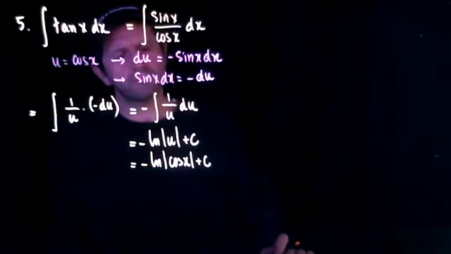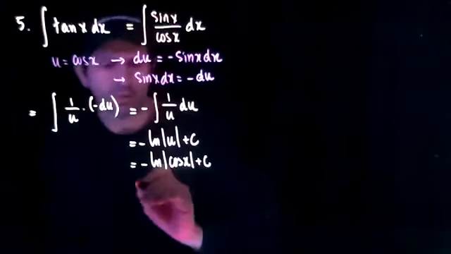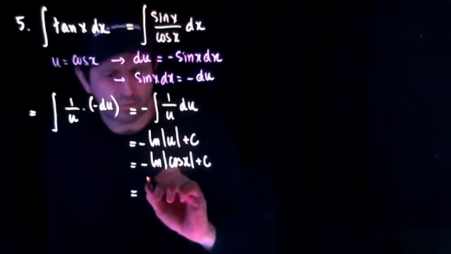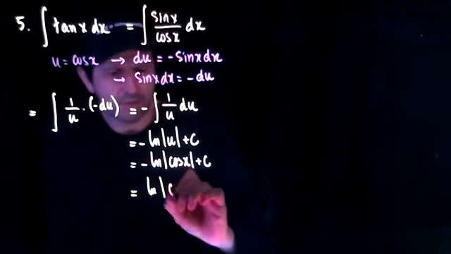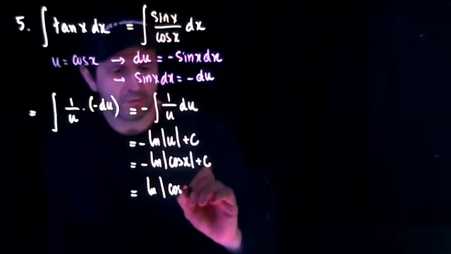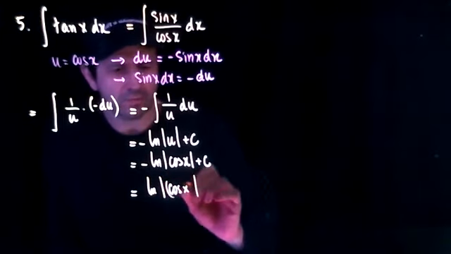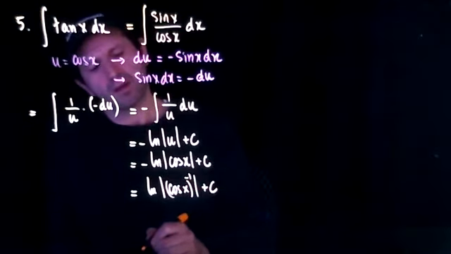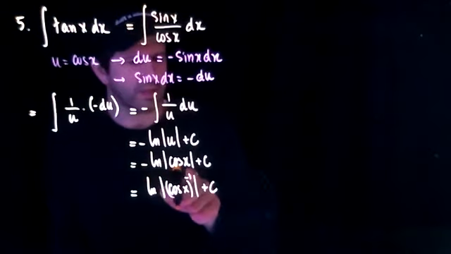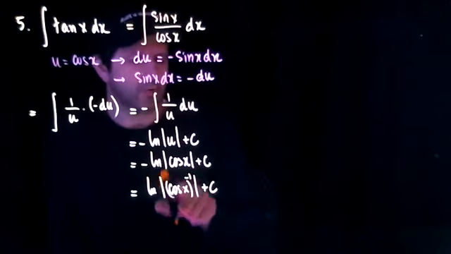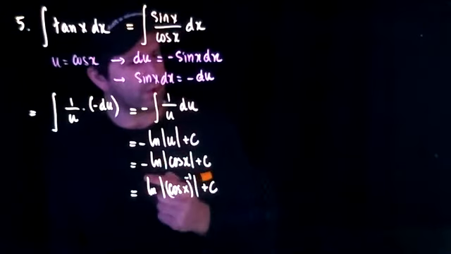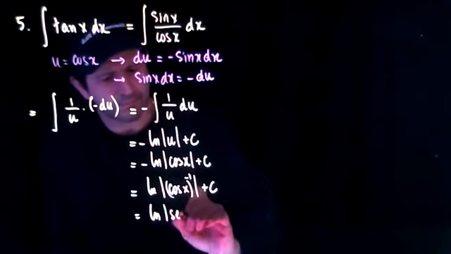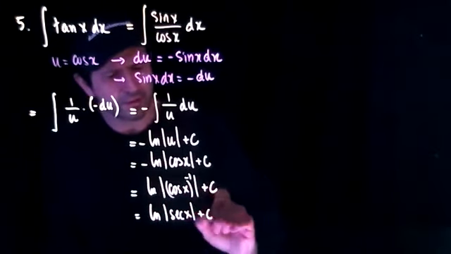But the answer is ln of secant x, I think. Okay, so this is right, but we could also do ln of... the properties of logs tell you that you could put the minus 1 as an exponent, right? You know this? You could put the exponent inside, and cos to the power of minus 1 is 1 over cos, and 1 over cos is sec. So both of these answers are correct.